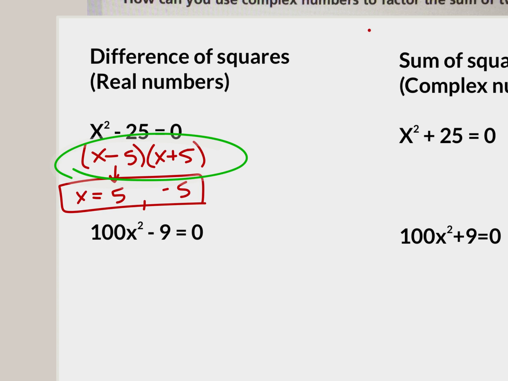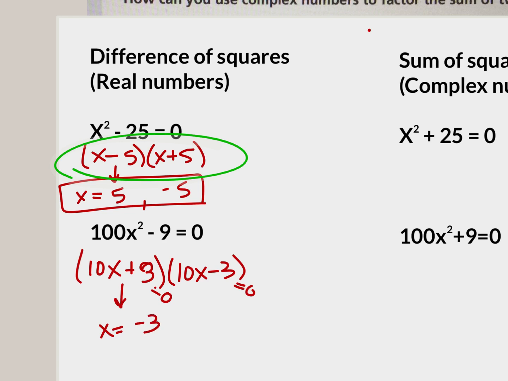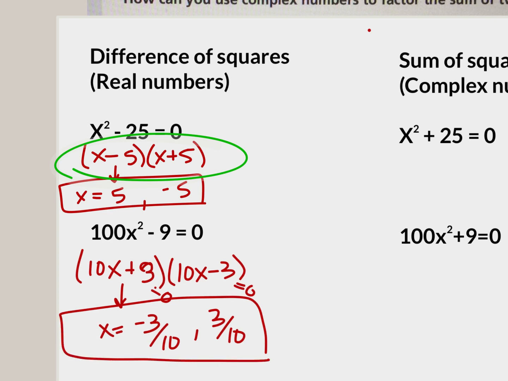All right, and then we can do this other example real quickly. 100x squared minus 9 becomes 10x plus 3 and 10x minus 3, which is going to give me solutions. Remember, we set these equal to 0, so that's going to give me solutions of -3/10 and +3/10. Also, you should recognize this is happening with that plus and minus, just like we talked about at the beginning.